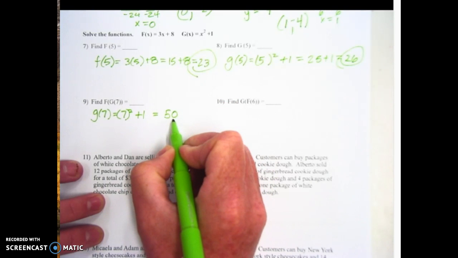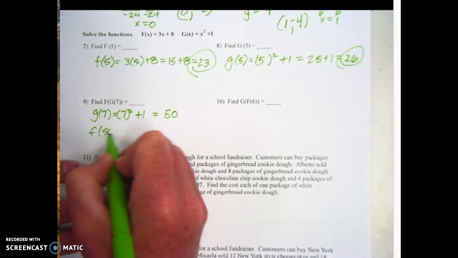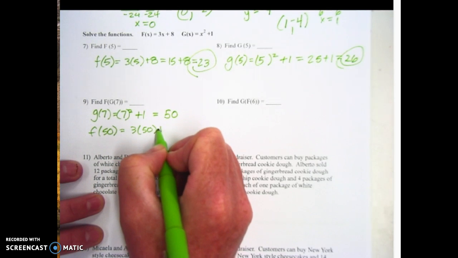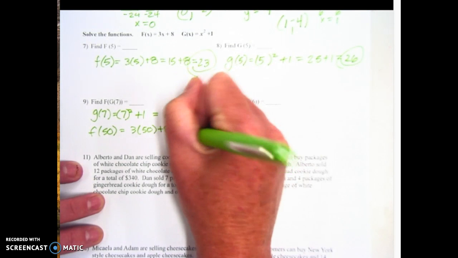You have to take that answer and now plug it into the f. So the f of 50 is going to be 3 times 50 plus 8. 3 times 50 is 150, so 150 plus 8 is 158.